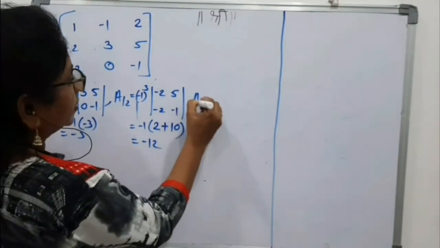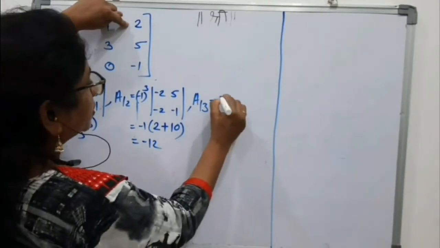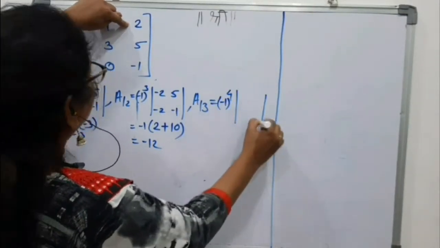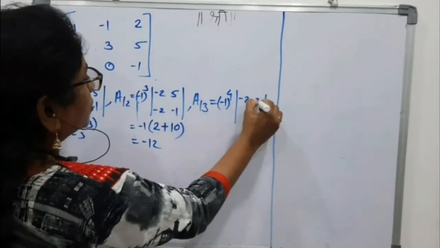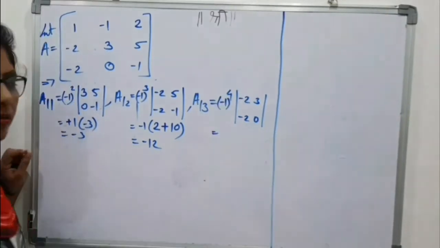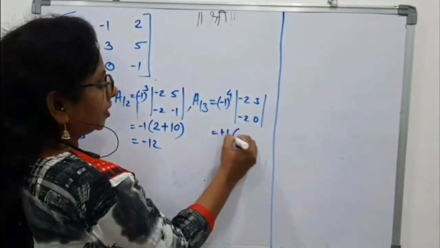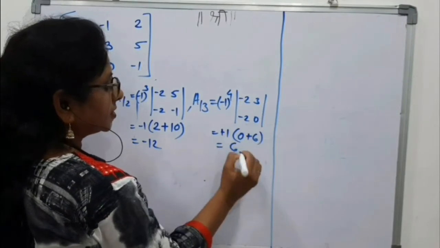Then A13, the cofactor of this element: (-1) to the power 4. In the determinant, hide this row and this column: -2, 3, -2, 0. (-1) to the power 4 means plus 1, in bracket 0 plus 6, that is simply 6.